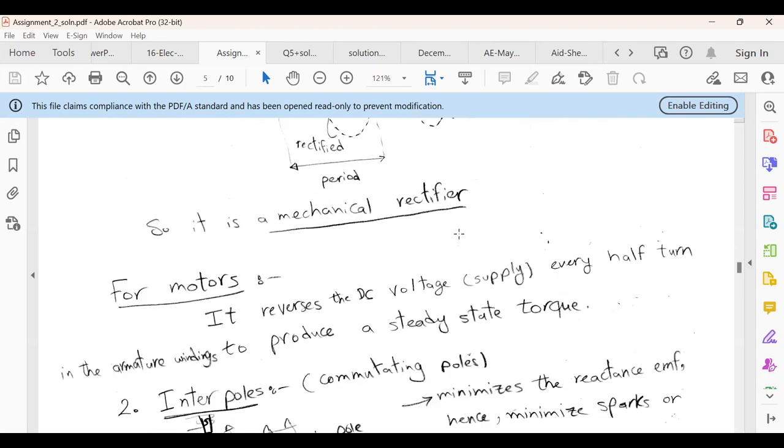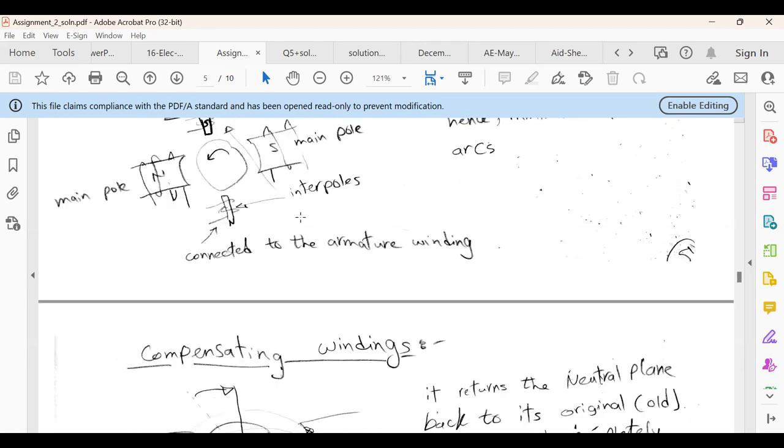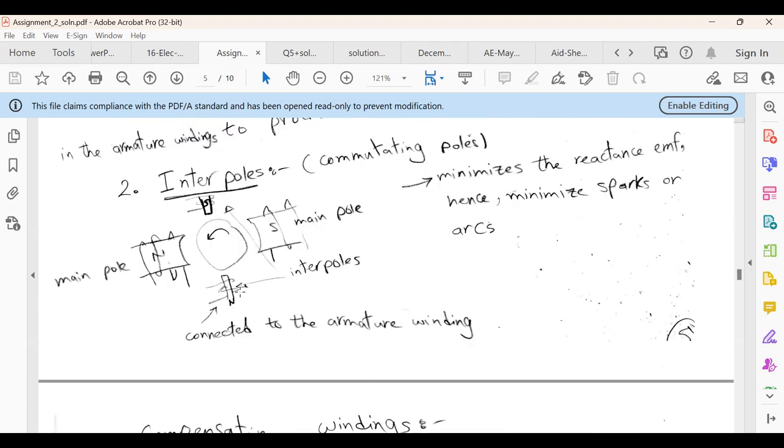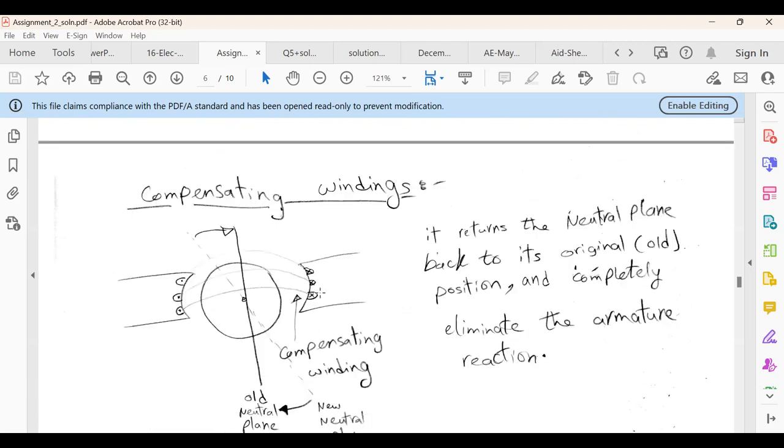So we put something called the interpoles, or something called the compensating windings. Both, the main thing is trying to eliminate or reduce the problem of the armature reaction, making the flux, or not just the flux, the voltage induced in the conductors between the poles equal to zero. So when you make a short circuit on them, then it should be zero. This is the main thing. Okay.